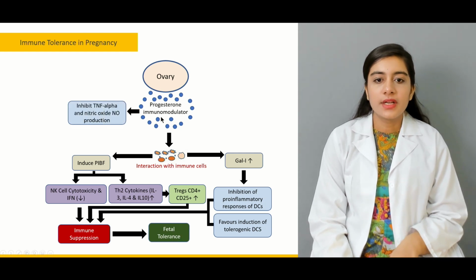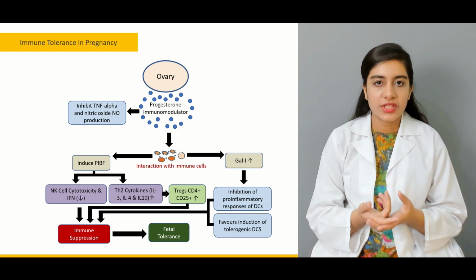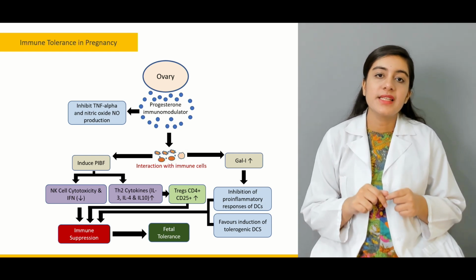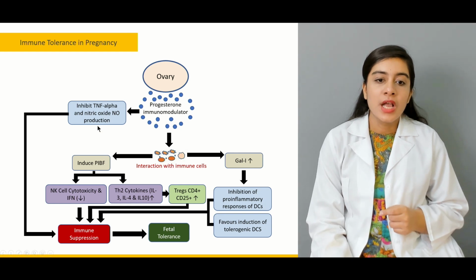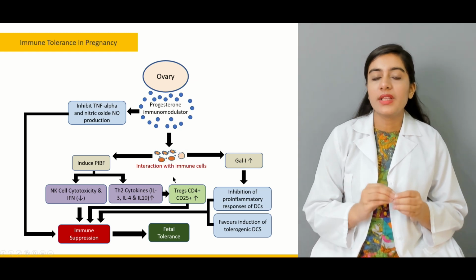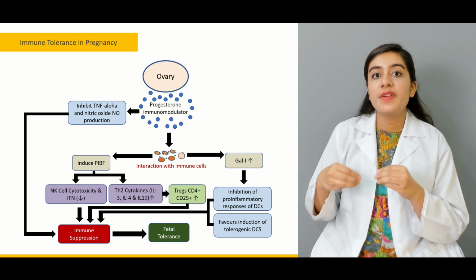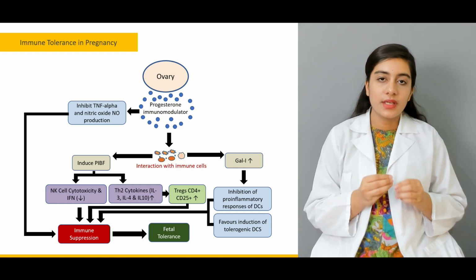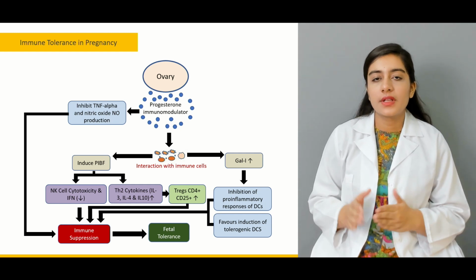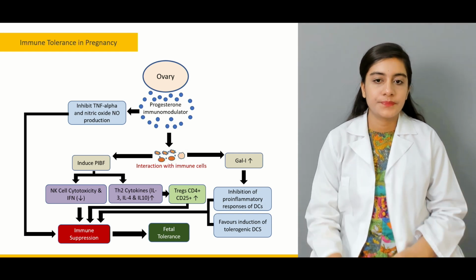Now at this level, if the inhibition of tumor necrosis factor alpha and nitric oxide, or NO, production takes place, this also results in a decrease in immunity, or immune suppression. Now all of these processes together are causing only one thing, that is immune suppression, and as a result it is producing fetal tolerance. That means that the mother's body is now unable to reject the allograft, that was the fetus, and that is the main reason there was no rejection.